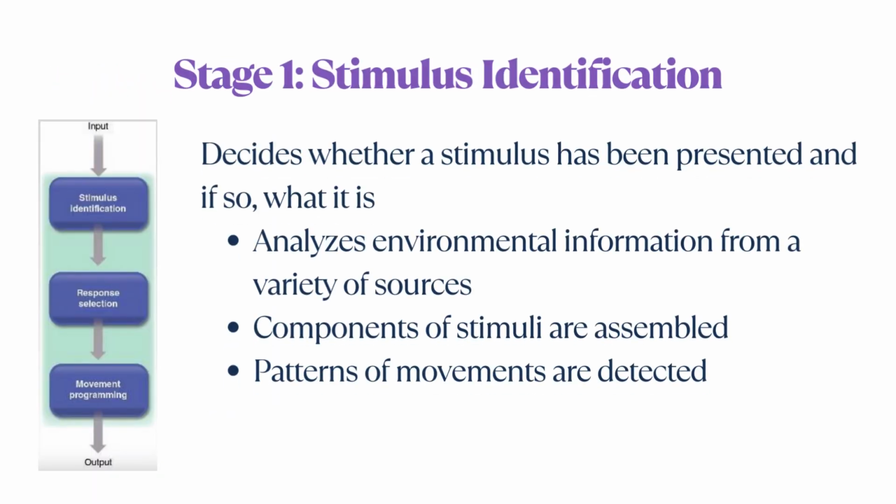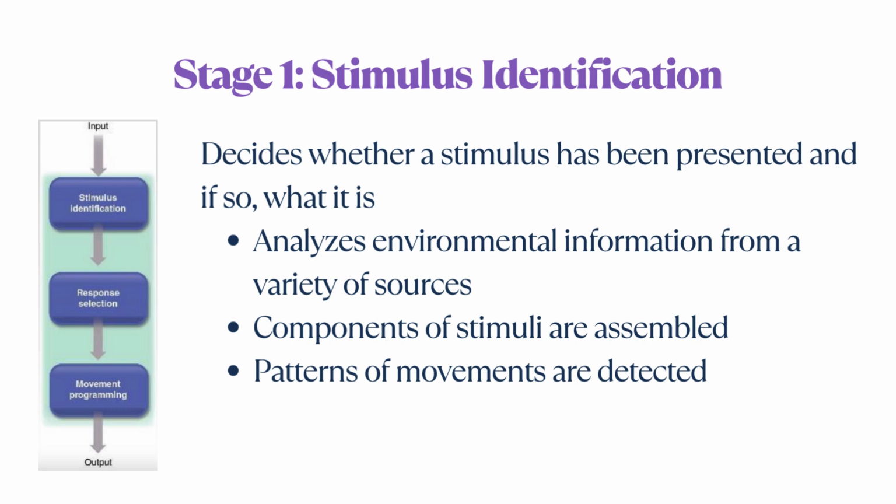Stage 1 of information processing is the stimulus identification stage. In this stage, the system, which is the brain, must decide whether a stimulus has been presented and if so, what it is. The brain receives input from the senses of vision, hearing, touch, proprioception, etc., and it analyzes the environmental information from these sources to identify the stimulus.